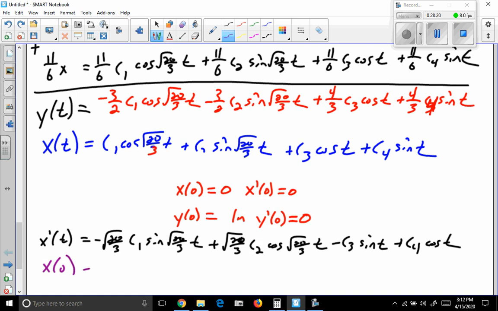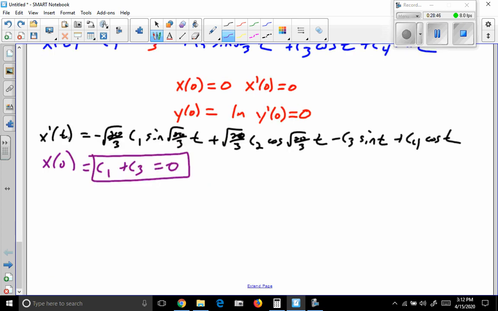Plus, gotta go away. So substitute 0 in. Cosine of 0 is 1, so we get c1. Sine of 0 is 0, so that's gone. Cosine of 0 is 1, so we have plus c3. Sine of 0 is 0, so that's gone. And when we plug in 0 for x, that equals 0. So that gives us an equation of c1 and c3.